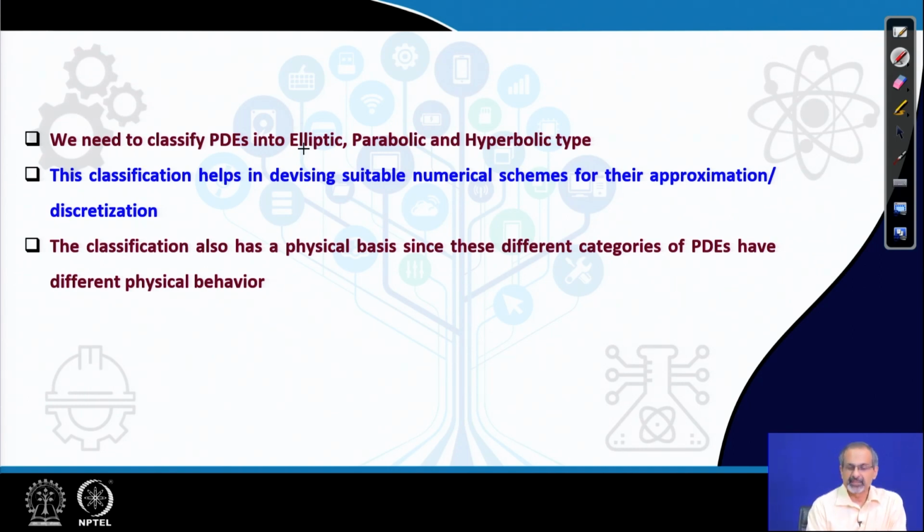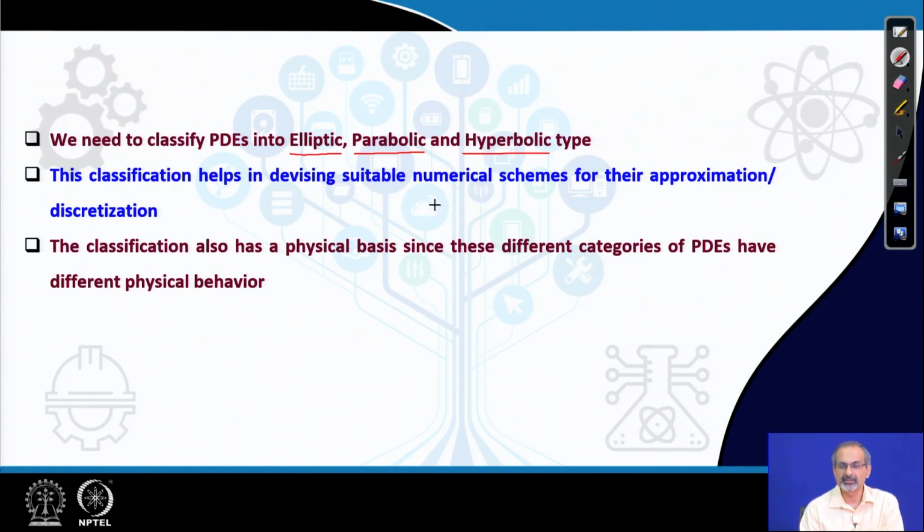In terms of classification, there are three broad categories in which we can distribute them: elliptic, parabolic and hyperbolic. And why we try to classify them this way is because when we start developing numerical schemes to approximate and solve them in computational aerodynamics or computational fluid dynamics, we have to devise numerical schemes which are appropriate to each type of partial differential equation.